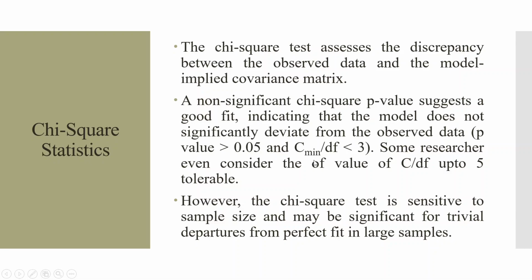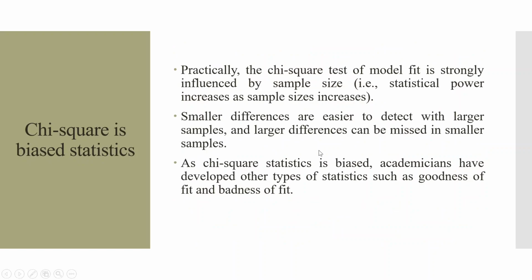And C minimum divided by the degrees of freedom. Basically, C minimum is the chi-square, and the ratio should be less than 3. In my previous slide, it was 2, but we can tolerate up to 5. Some researchers even consider the value of C minimum divided by degrees of freedom up to 5 tolerable. However, the chi-square test is sensitive to the sample size and may be significant for trivial departures from perfect fit in large samples.